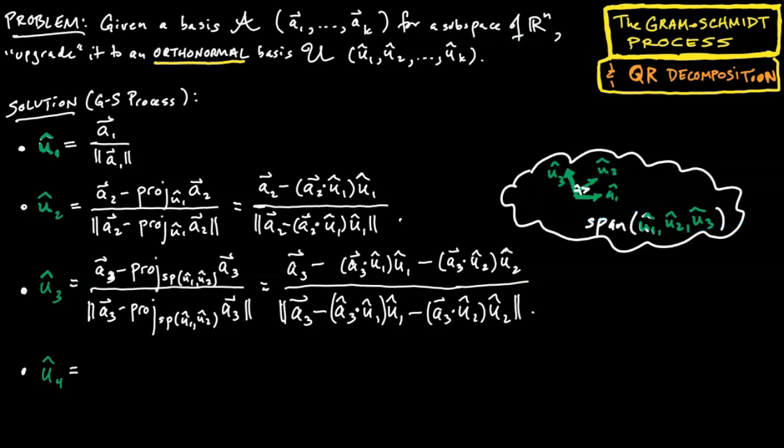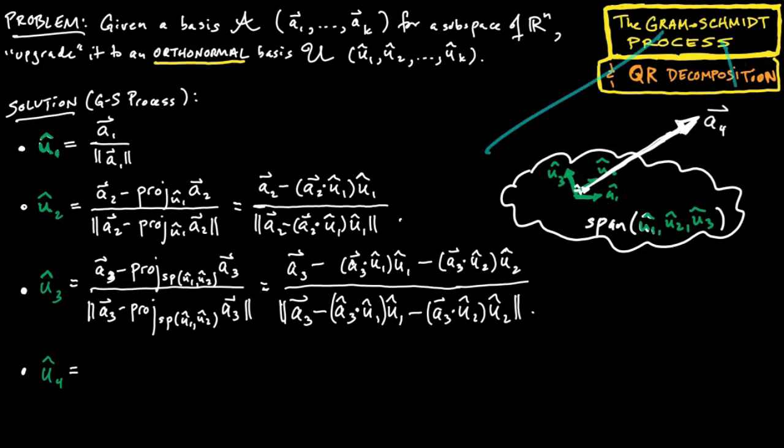It's also, of course, the span of A1, A2, and A3. But when we look at A4, that's some 4th vector that sticks out of this 3-dimensional hyperplane. A4 does not live there. It cannot be expressed as a linear combination of U1, U2, and U3.